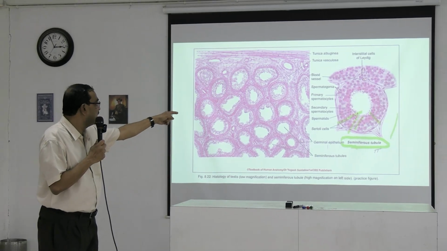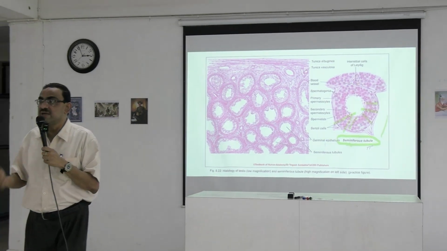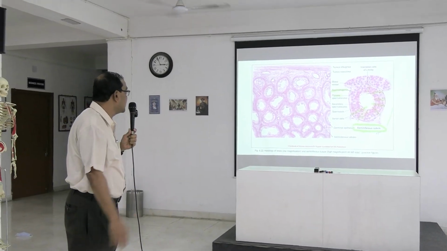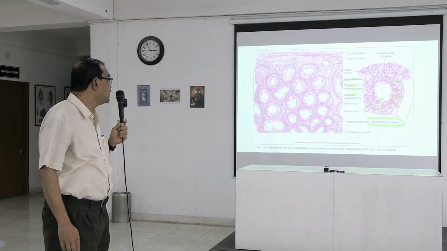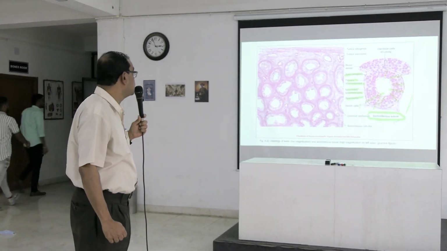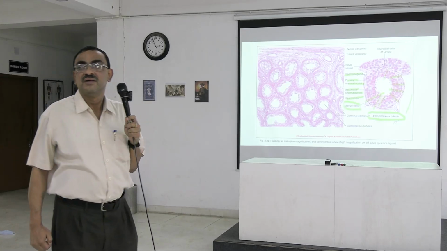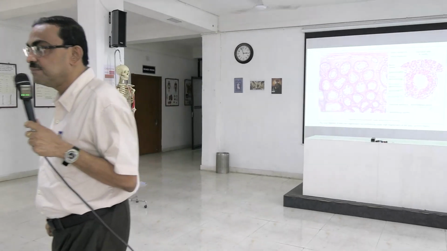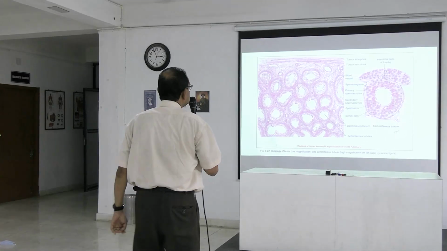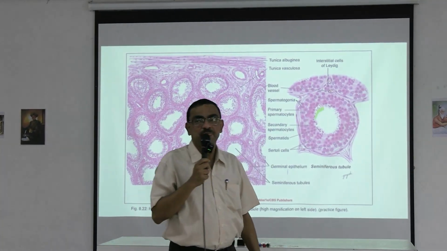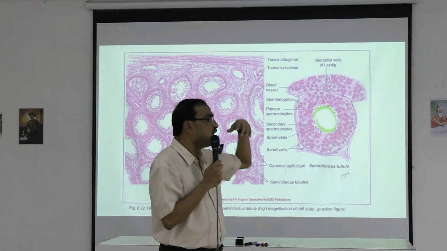From periphery to center, we can find the spermatogonium, then primary spermatocyte, then secondary spermatocytes, and ultimately we get the spermatids. And there are supporting cells which are called the Sertoli cells. And within the cells of Sertoli, spermatids bury their head, and ultimately there is generation of the spermatozoa which is present in the central part, centrally.